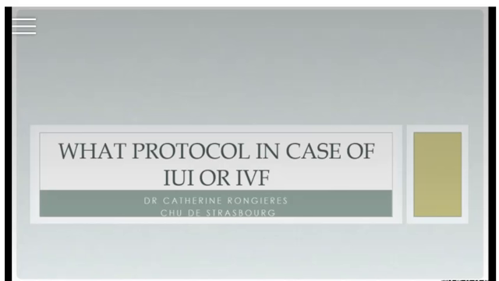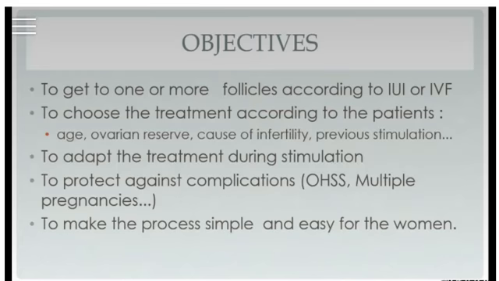In making this decision, it is important not to lose sight of our goal: to get one or more follicles according to IUI or IVF, to choose the treatment according to the patient's age, ovarian reserve, cause of infertility, etc., to adapt the treatment during stimulation, to protect against complications, and to make the process simple and easy for the woman.